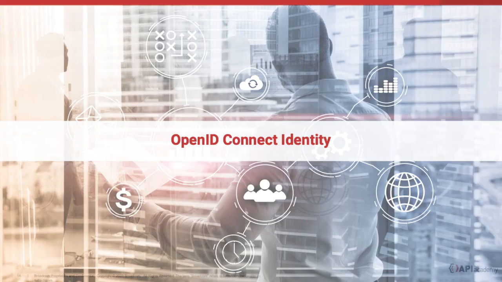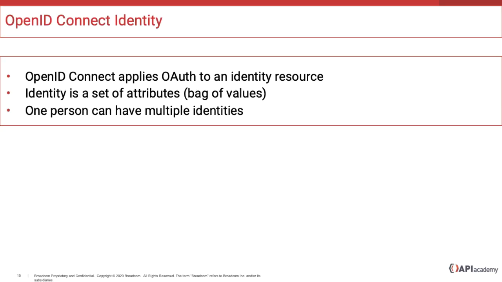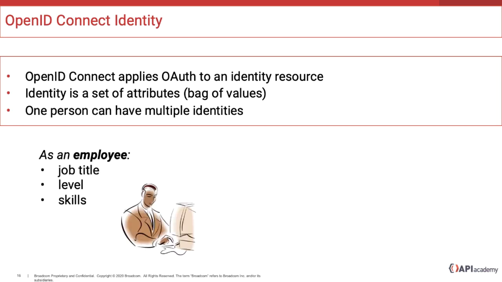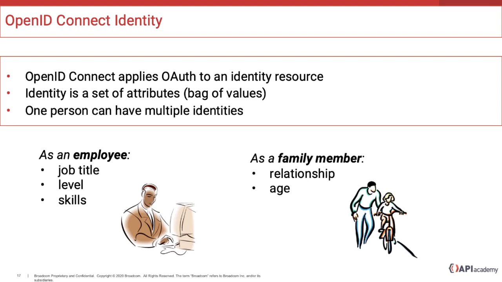Let's now talk about how identity is handled as a resource by OpenID Connect. As a person, you can have multiple identities. Those identities come to light depending on who or what you associate with at a given time. For example, as an employee, your identity may be marked by a job title, job level, or a specific set of skills. But as a family member, you may likely be identified by your age or relationship to your other family members. Each identity has its own unique set of attributes.